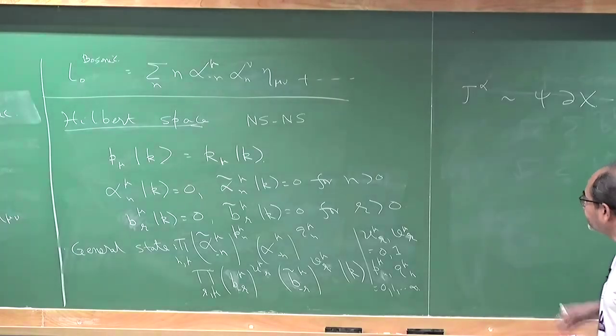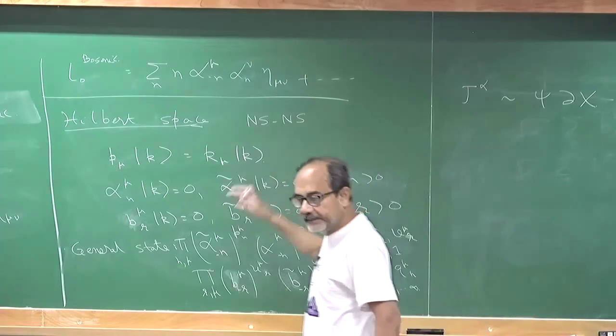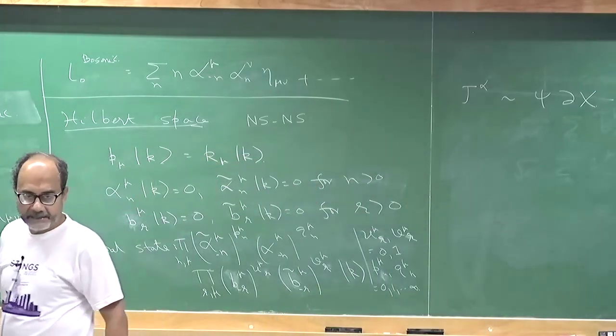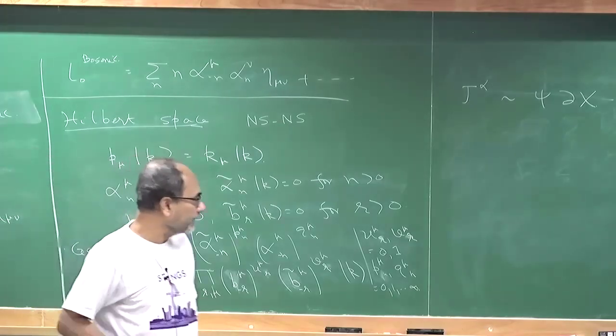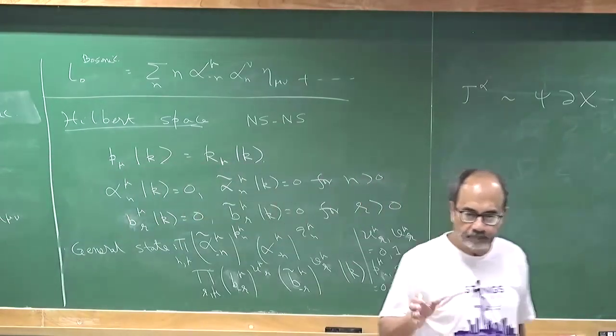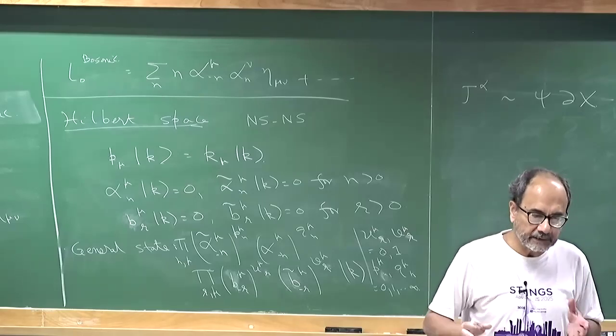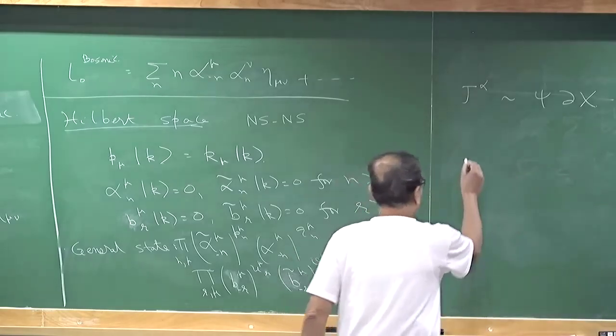Now, in this sector, these are not all the states that you want, right? There will be a physical state constraint that comes at the very end, that we will impose later after you study all the sectors. But before the physical state constraint, there is a GSO projection. The GSO projection in the NSNS sector is the same.